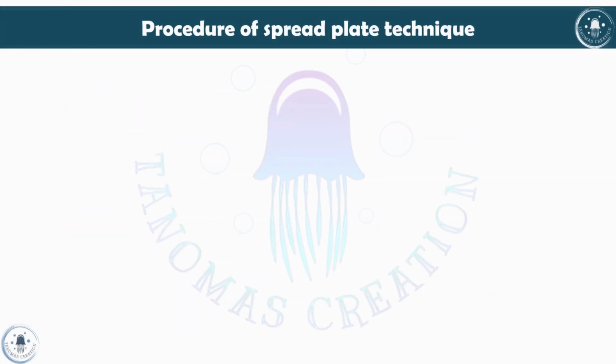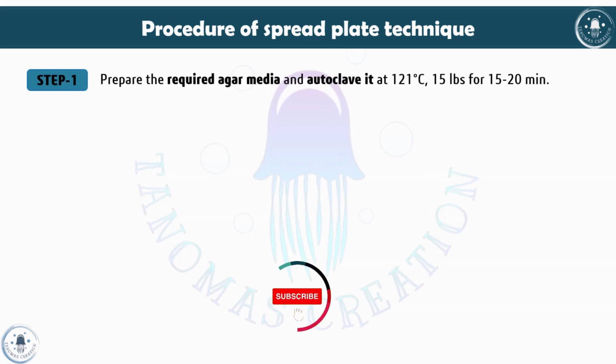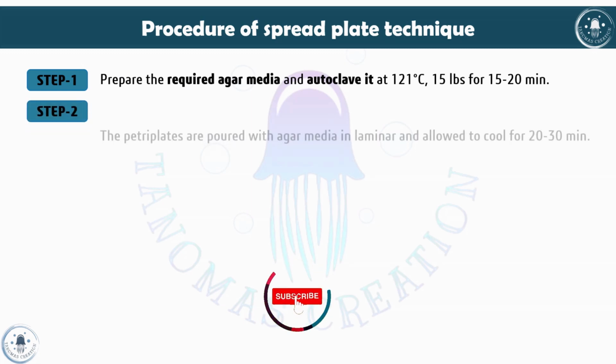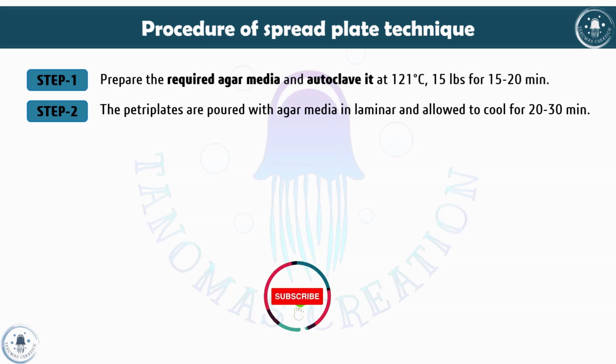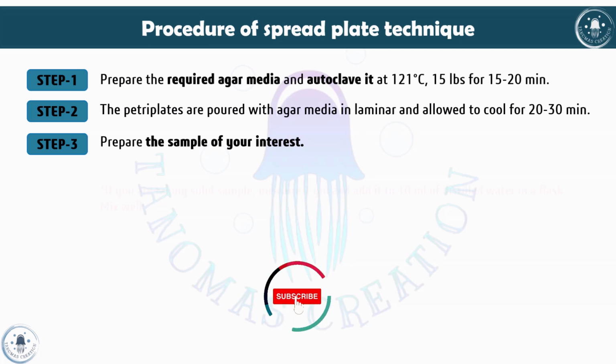Now coming to the procedure. Here in step 1, you need to prepare the required agar media and autoclave it at 121 degrees Celsius, 15 lbs, for 15 to 20 minutes. In step 2, the petri plates are poured with agar media in the laminar flow and allowed to cool for 20 to 30 minutes. In step 3, you need to prepare the sample of your interest.